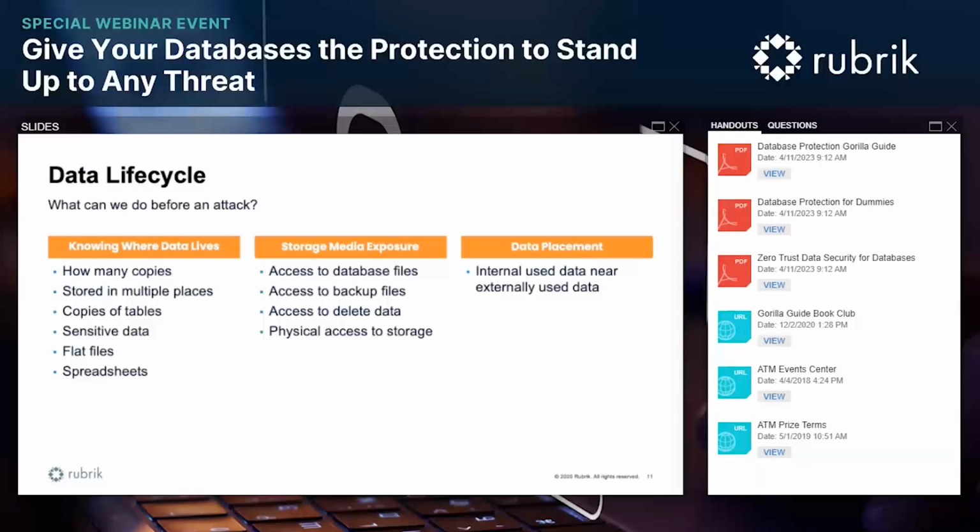And lastly, consider physical access to the storage itself. Can someone walk into a data center, rip a disk out of a server, and then pop it in somewhere else and use it? If they can, you've lost that data forever, and it's now out in the world.